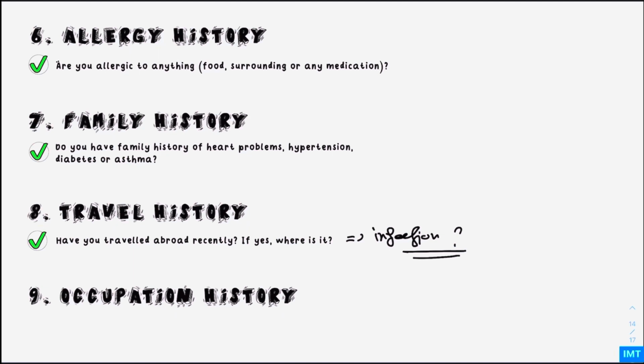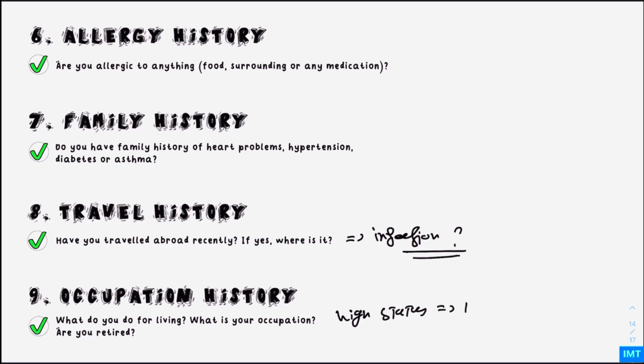Okay? Next, occupation. What do you do for a living? Okay? In occupation, it's very, very important. Why do we ask about occupation? For example, for a patient with high status, the common diseases are ischemic heart disease, stress, okay, hypertension. For low status, we think about malnutrition and infections.